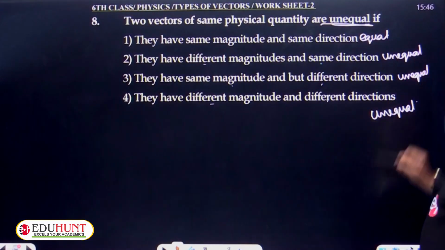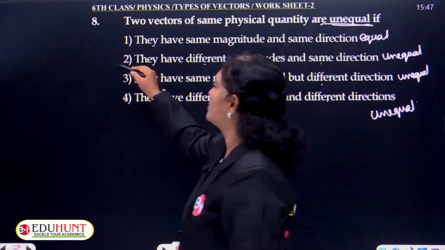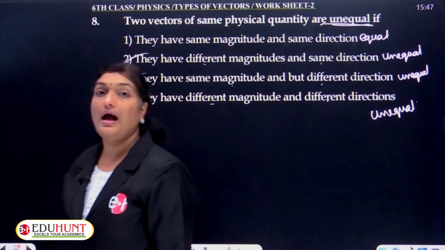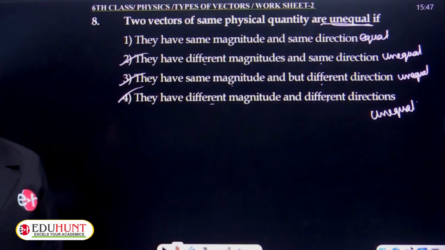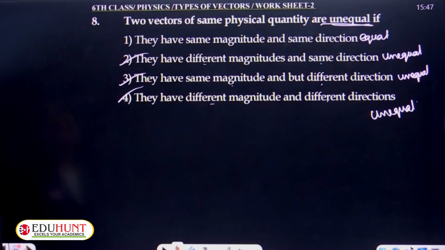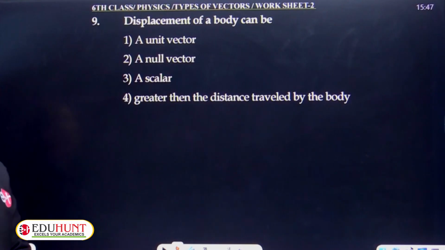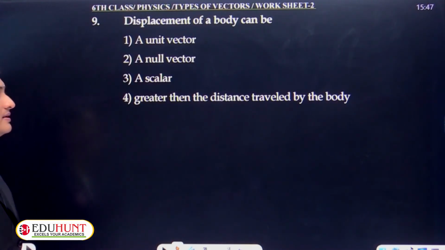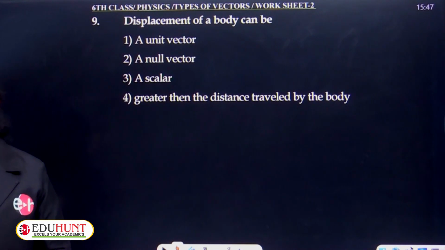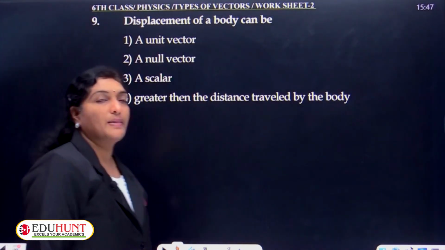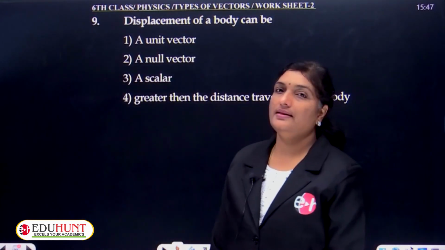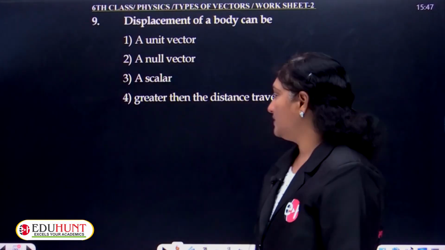So, which among them is unequal, children? All the three, 2, 3, 4 are unequal vectors. So, here also multiple correct choices. Moving to the ninth question, displacement of a body can be a unit vector, null vector, scalar, greater than the distance travelled by the body? Children, remember that displacement can never be greater than the value of the distance.